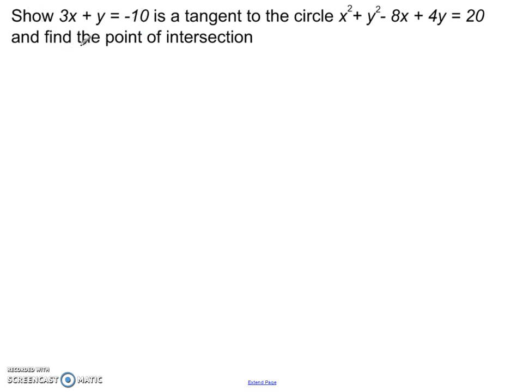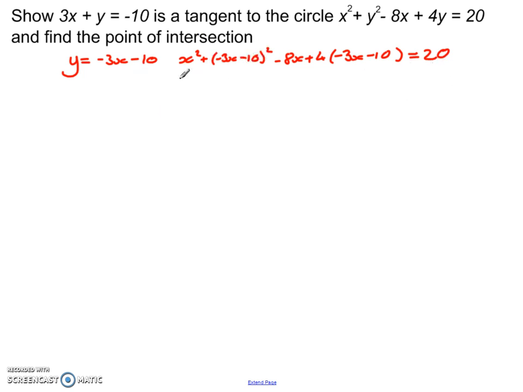So let's take the equation here and rearrange it. We want y equals, so we have to write it as y equals, shift that over there, negative 3x, take away 10. Now that I've got that, I can substitute it into the equation. So I can say, fine, I've got x squared plus negative 3x minus 10 squared, take away 8x plus 4 times the same equation, negative 3x minus 10 equals 20.